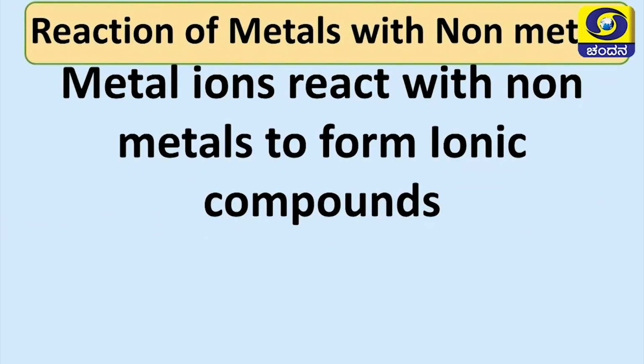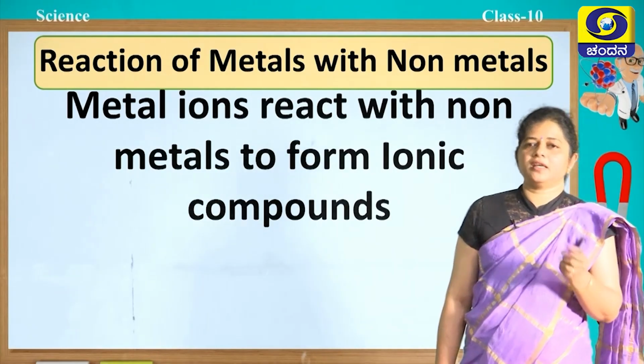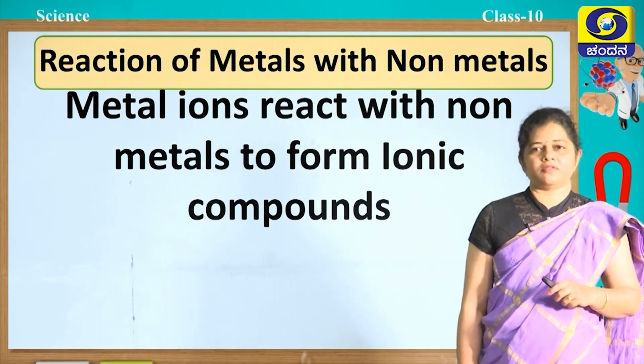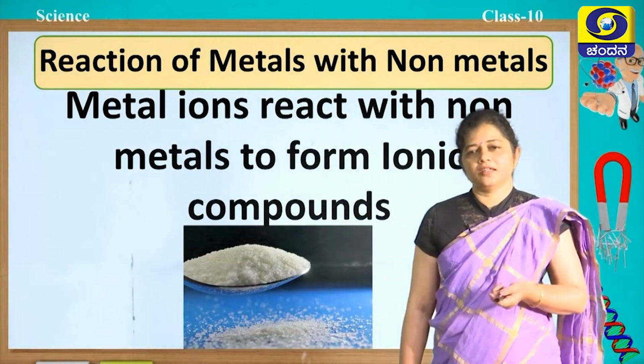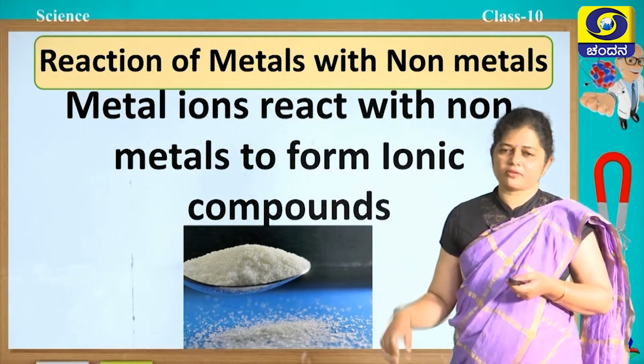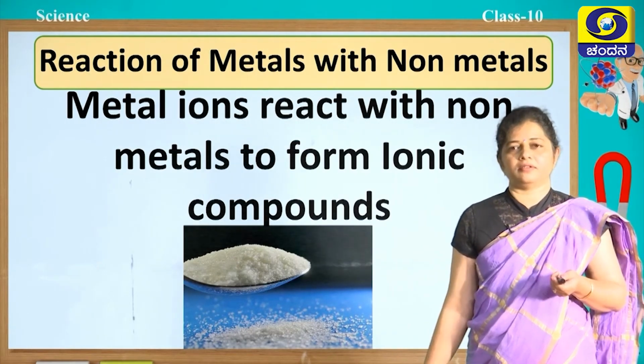Now, let us see how metals react with non-metals. Metal ions react with non-metals to form what are called ionic compounds. Now you can see here, this is common salt or the table salt we use, which is sodium chloride. This is an ionic compound.